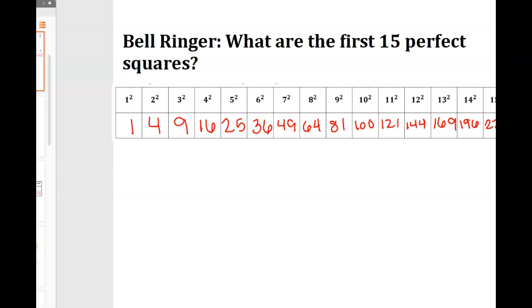Does 147 divide by 121? Oh, again, it's still too big. Does 147 divide by 100? Oh. So now maybe I start with 81 and I say, okay, 147 divided by 81. No, that's a decimal. Doesn't work. 147 divided by 64. Decimal. Doesn't work. 147 divided by 49. It's 3. It works. I'm happy.